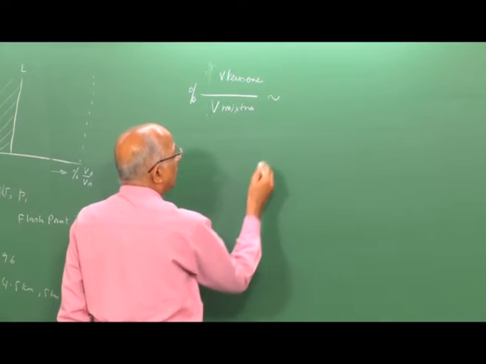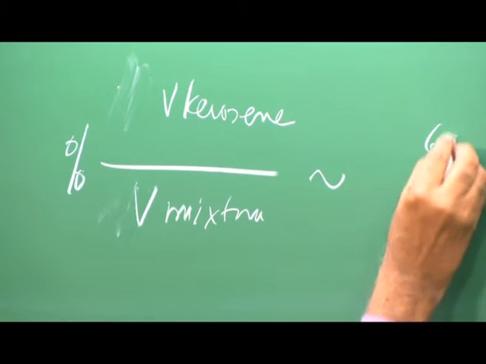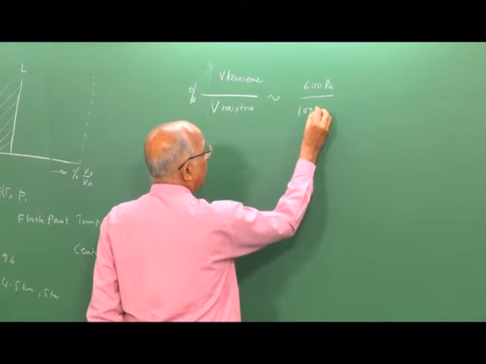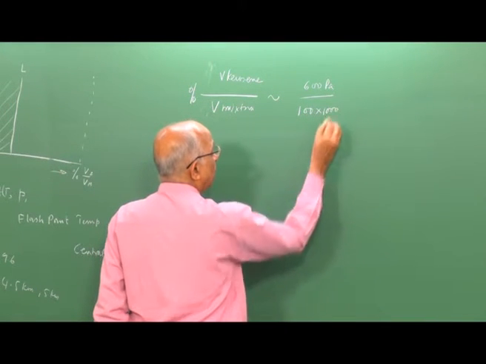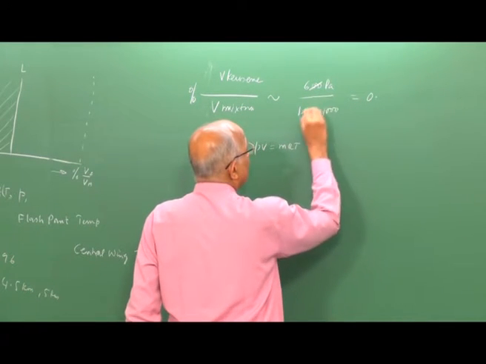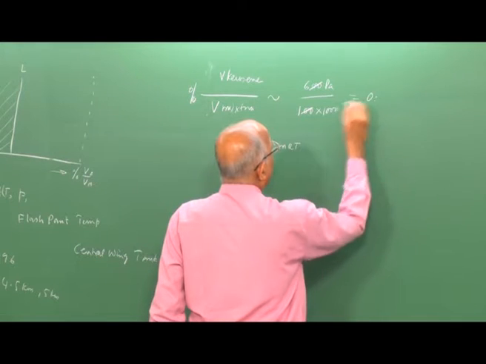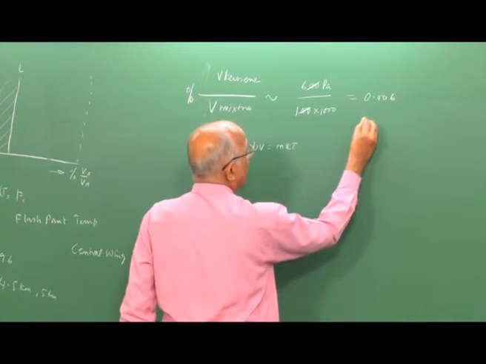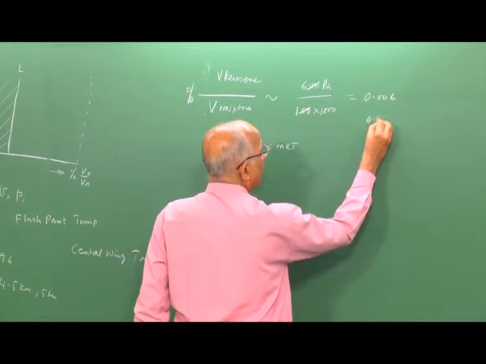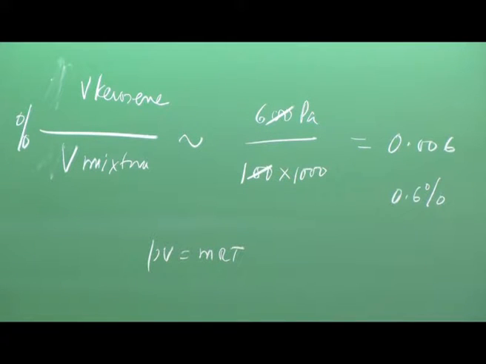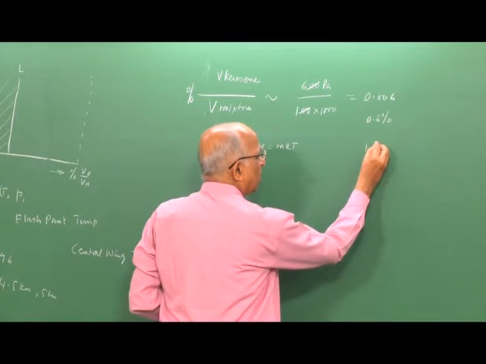What I can form, since the vapor pressure is 600 Pascal and the ambient pressure is equal to 100 kilopascal, that is 100 into 1000 Pascal, gives me the value 0.006, or percentage wise it is equal to 0.6%. The lean flammability limit of the kerosene vapor mixture is something like 1.1%.